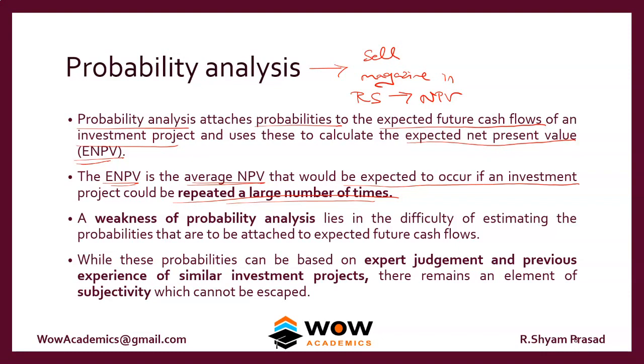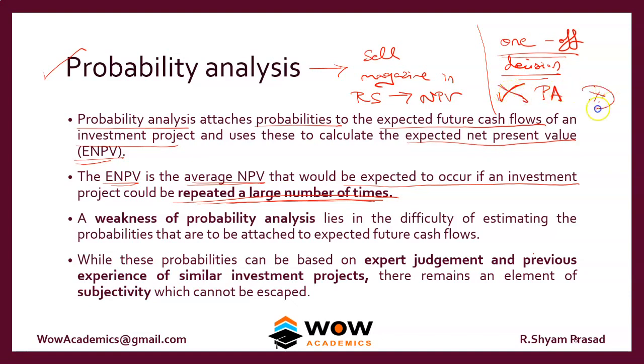So for decisions that are repeated a large number of times, applying probability is the right thing. For example, if it's a one-off decision, such as constructing a factory, that is a one-off decision. Purchasing a machine is a one-off decision. So for these one-off decisions, you can't apply probability analysis. That is also a very important point. For a repeated kind of business, probability analysis is right. For one-off decisions, probability analysis is the wrong method.